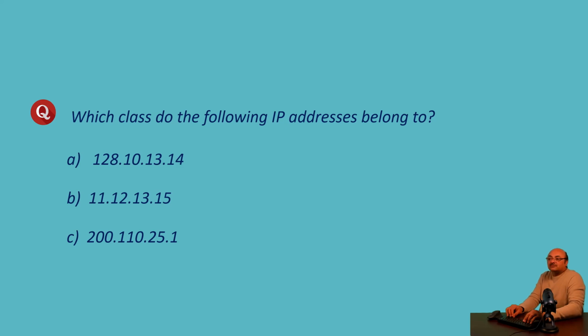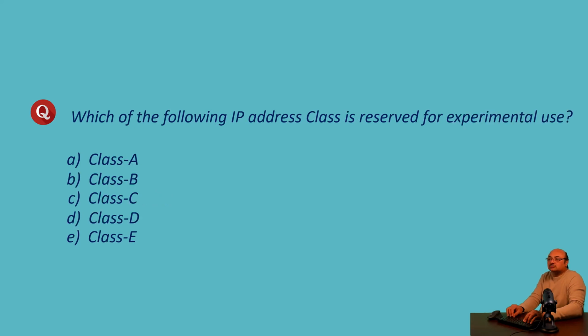For option B, the first byte value is 11 and it falls under the range 1 to 126, which happens to be for class A. Therefore, option B IP address belongs to class A. For option C, the value of the first byte is 200 and it is falling in the range 192 to 223, which is for class C. Therefore, this IP address belongs to class C range. Okay. Moving on to the next question.